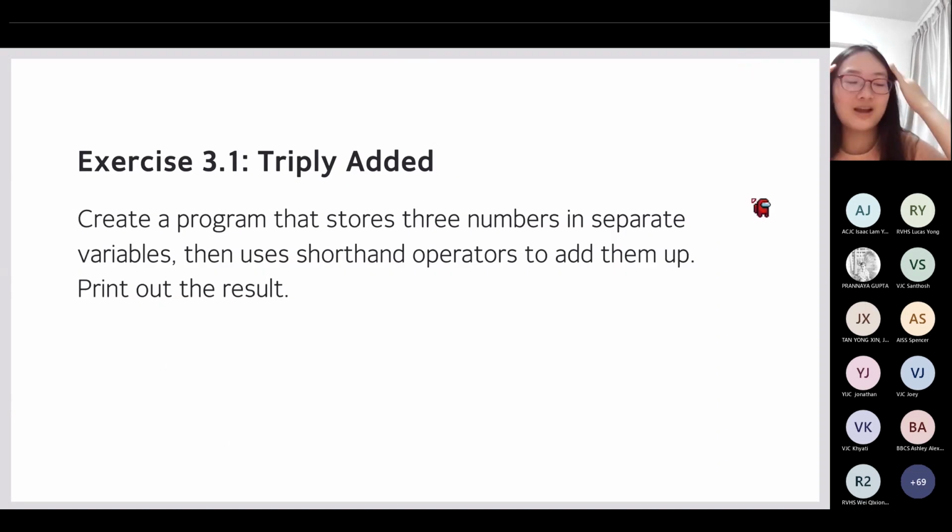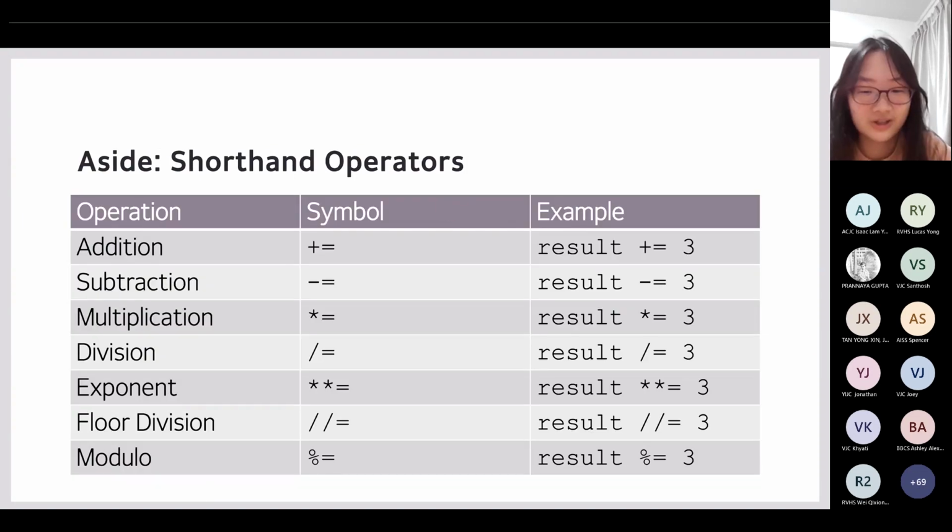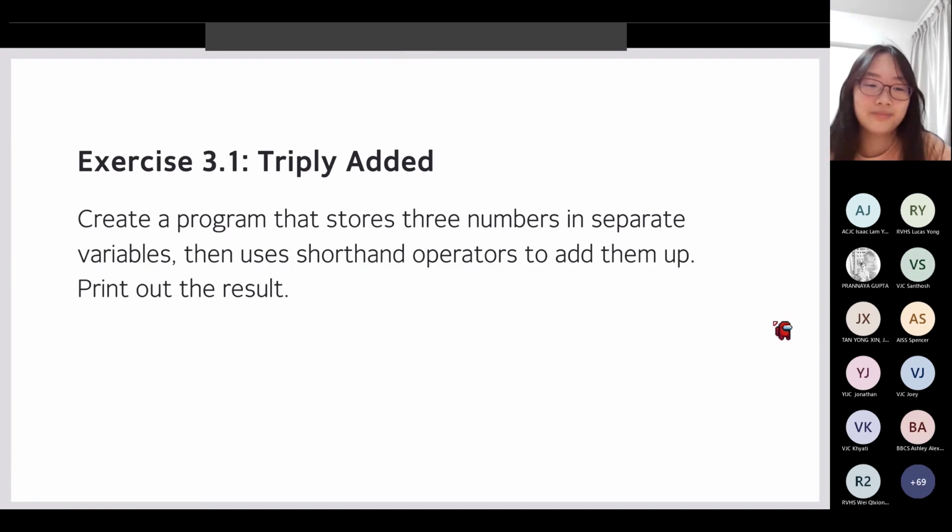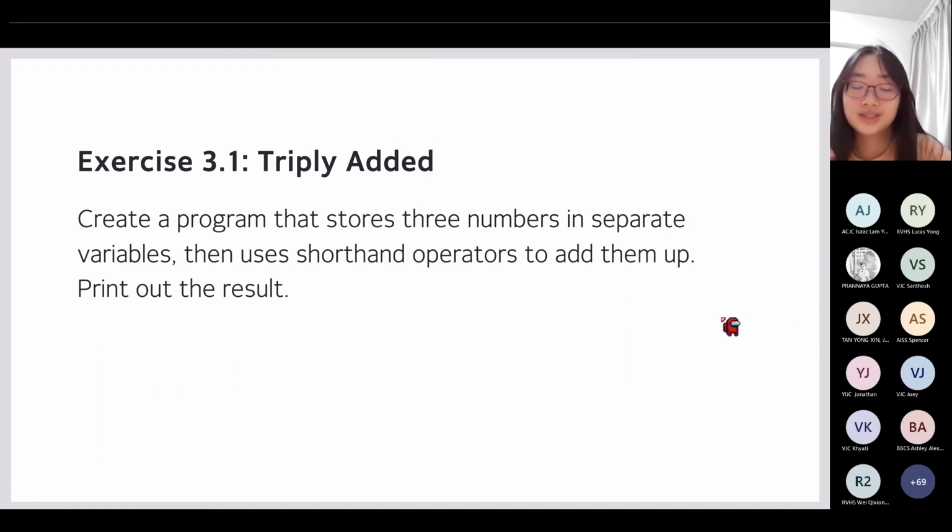And here's an exercise for you to do. Triply added. Try to create a program that stores 3 numbers in separate variables, then uses shorthand operators like this, to add them up and print out the result. For this, you can use your IDLE document instead of your IDLE shell. And I'll give you 2 minutes to do this.